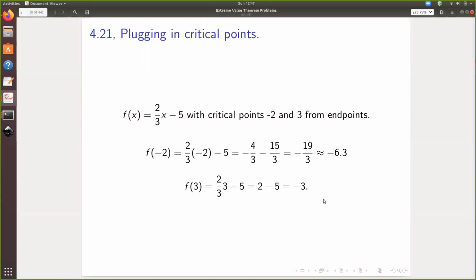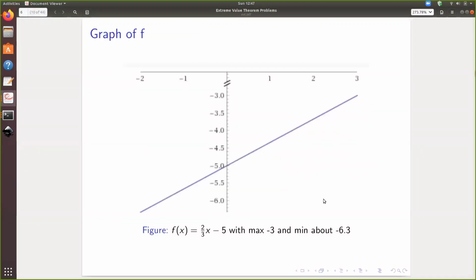Now we plug in 3. We get 2/3 times 3 minus 5 is equal to 2 minus 5, just canceling out the 3's in the fraction. And then we get -3. So we have a max at 3, which is -3, and we have a min at -2, which is -6.3. And we can see that right here with the picture. I generated this with Wolfram Alpha if you want to go do it yourself. So yeah, read them and weep, I guess.